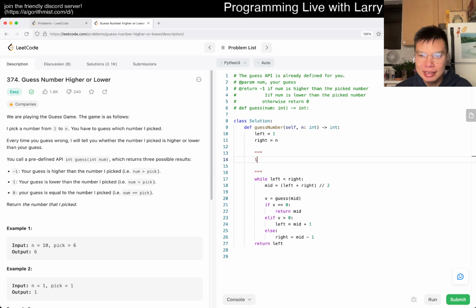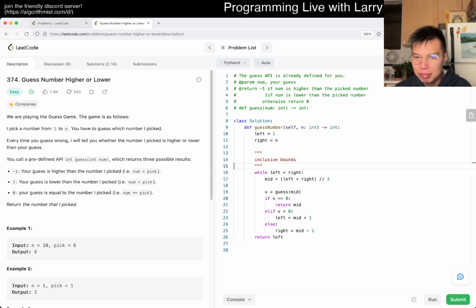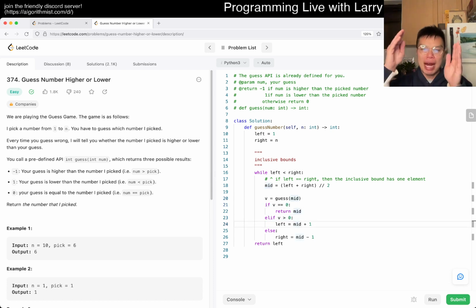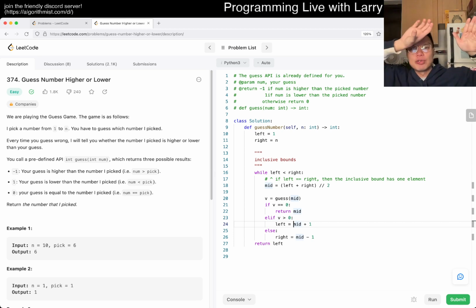But basically, my idea is that we have inclusive bounds, left and right. That determines the while statement, because that means that if left is equal to right, then the inclusive bound has one element, right? And then here, if v is equal to 0, that means that it's correct. I think that's self-explanatory. If this is greater, then you can think about the bound being now left and right. The left, now you try the middle, and the number is bigger, right?